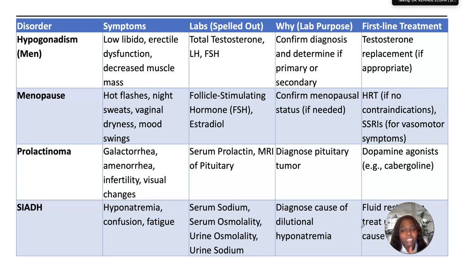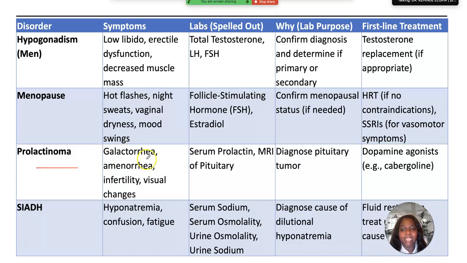With menopause, we see hot flashes, night sweats, vaginal dryness, mood swings. So what labs do we need? Follicle stimulating hormone, estradiol. Why is that? To confirm menopausal status. What is the first line? HRT, if no contraindications. SSRIs for vasomotor symptoms. So we treat what we see. You look for the cause and treat the cause.